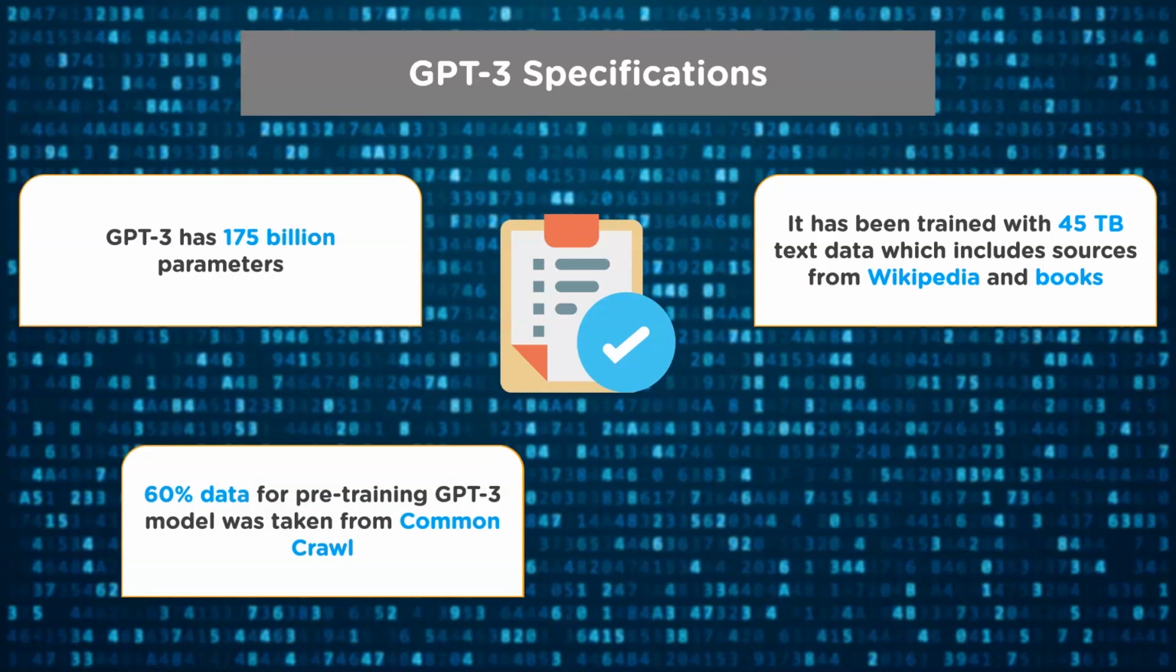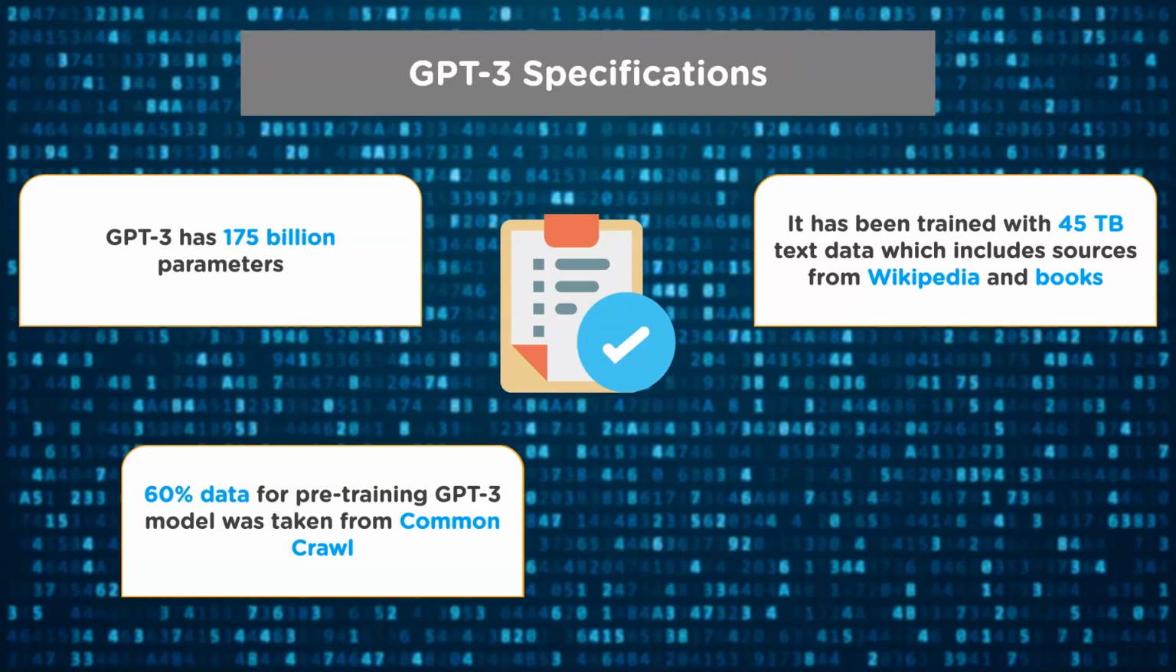60% of the data for pre-training the GPT model was taken from Common Crawl. Common Crawl is an organization that crawls the web and freely provides its archives and datasets to the public. Common Crawl's web archives consist of petabytes of data collected since 2011. Amazon Web Services began hosting Common Crawl's archive through its Public Datasets program in 2012.